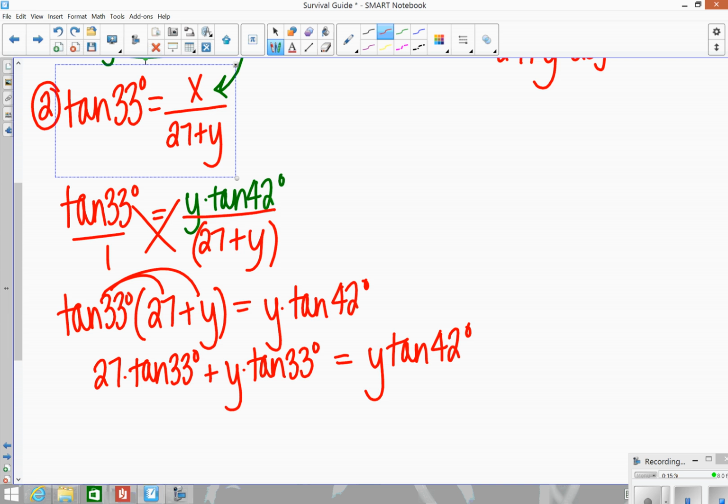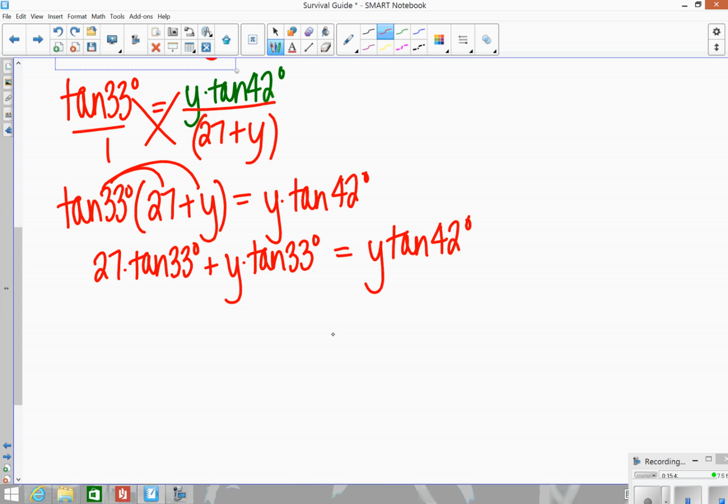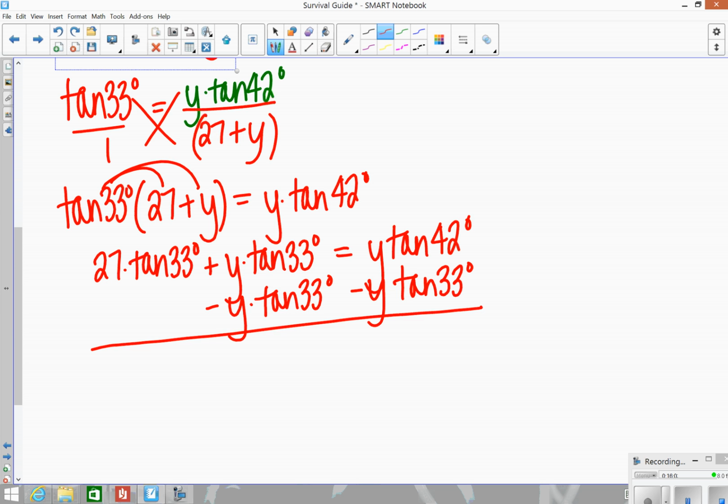If it confuses you leaving it in terms of tan, go ahead and get decimals if that will help you solve it. But I just don't want to have to rewrite everything. So then what I need to do is group my like terms. This is just some number times y, and this is some number times y, so those are like terms. So I'm going to subtract tan 33 from tan of 42, and that's what my coefficient of y will be. So those will cancel, so I'll have 27 tan 33.